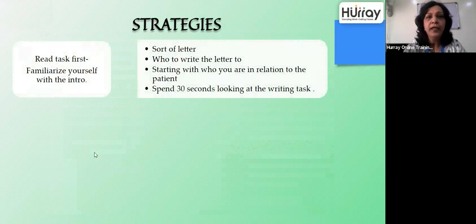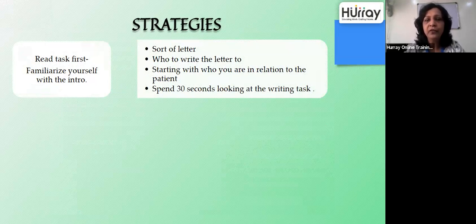Let's look at the strategies for writing. Read the task first. At the end of the case notes, you'll have a writing task. Read that first. Familiarize yourself with the introduction. What sort of letter? Just see what sort of letter you have to write. You could get a letter which is a discharge letter, a referral letter, or a transfer letter.